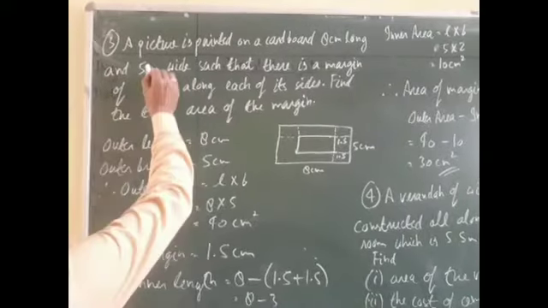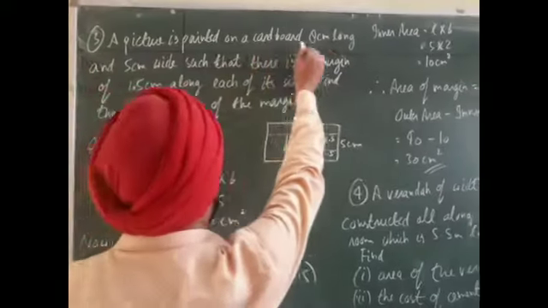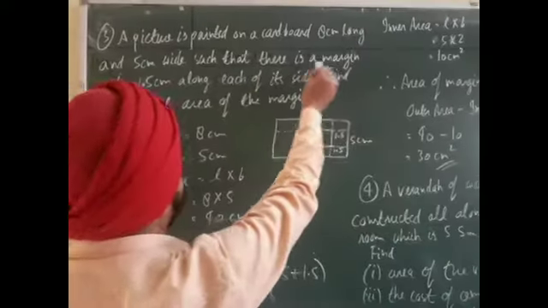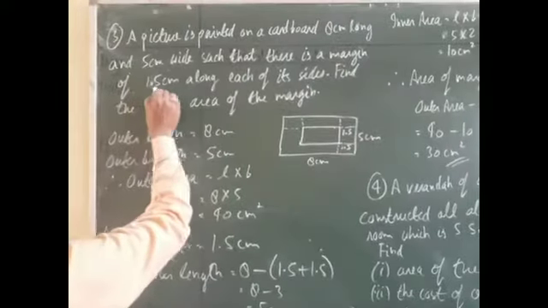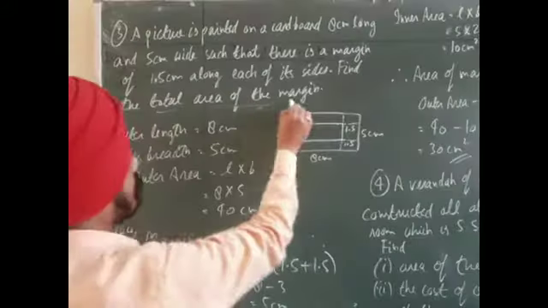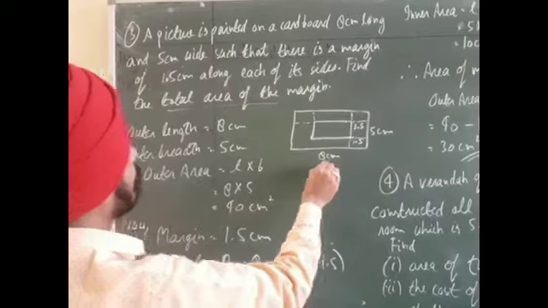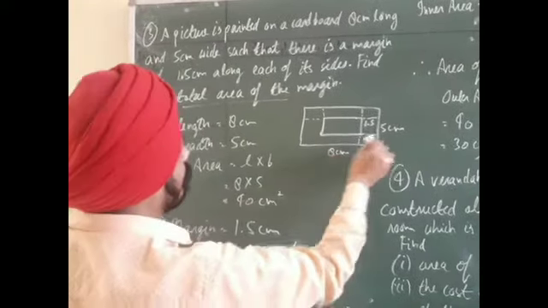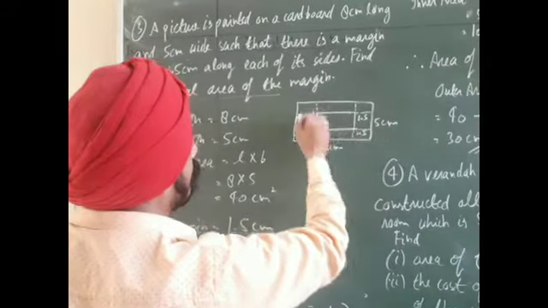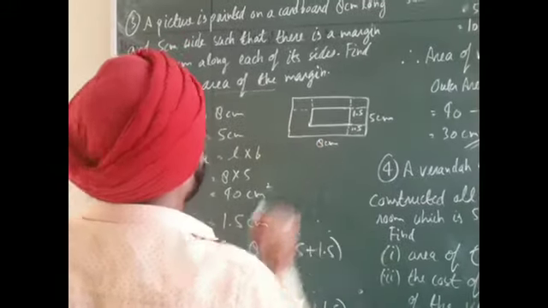Now see the third question. A picture is painted on a cardboard 8 cm long and 5 cm wide such that there is a margin of 1.5 cm along each of its sides. Find the total area of the margin. So this figure is given, this is 8 cm long and 5 cm is the breadth. There is a margin of 1.5 cm all along it, all along the corners.